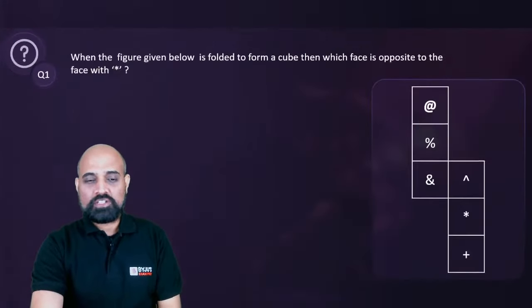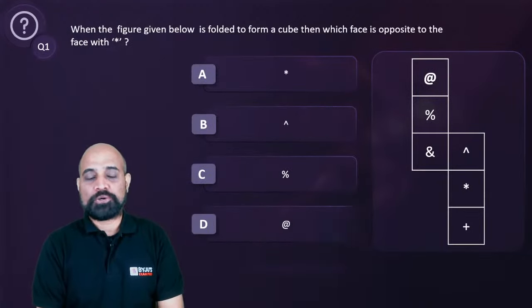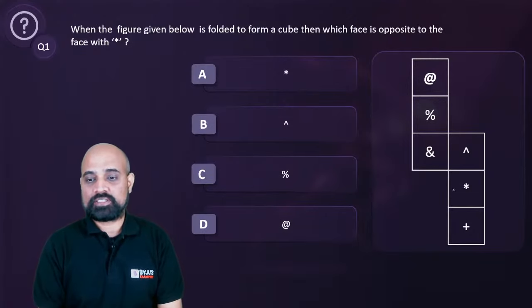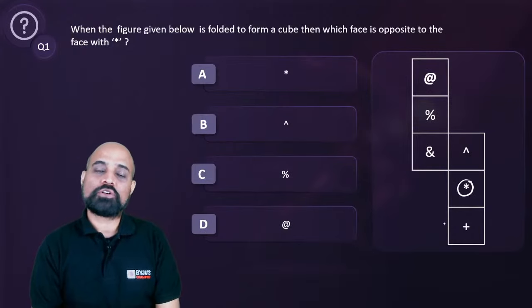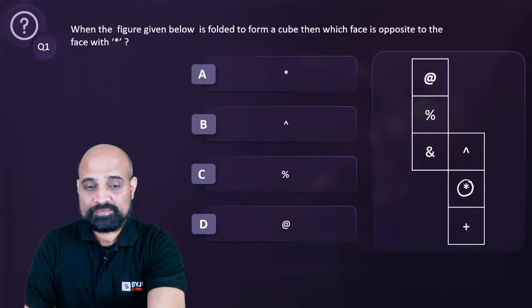So let's practice some questions. So this is the first question. When the figure given below is folded to form a cube, then which face is opposite to the face that contains asterisk? So asterisk के opposite वाला face कौन सा होगा? So what do you think the answer should be?